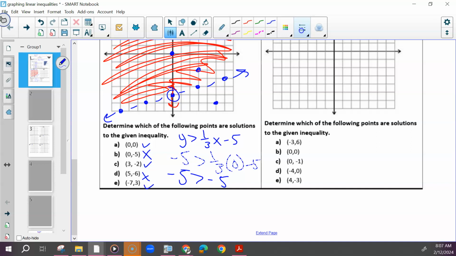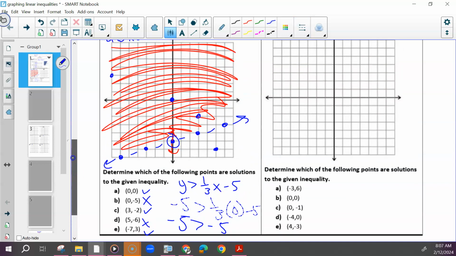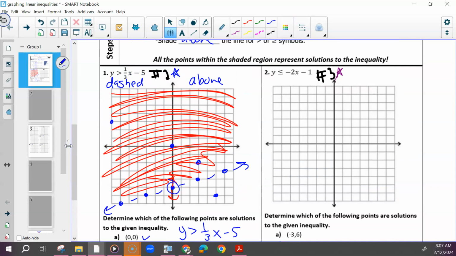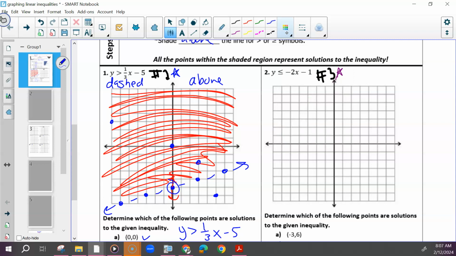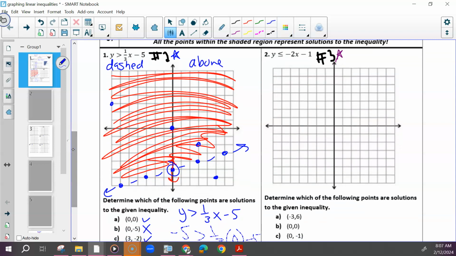Questions on how to graph inequalities? Okay, let's do number 2. Again, this is already in slope-intercept form, so we don't have to worry about that. Go ahead and start at the y-intercept, -1. And then your slope, -2, down 2 to the right 1 as many times as possible. Up 2 to the left 1 as many times as possible.